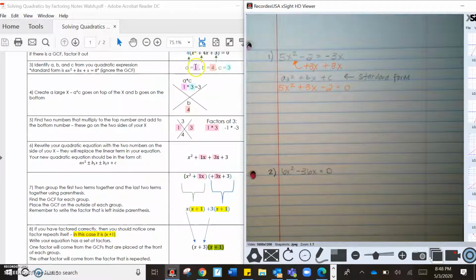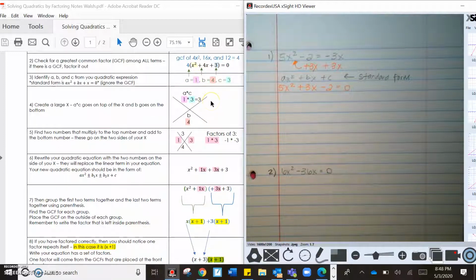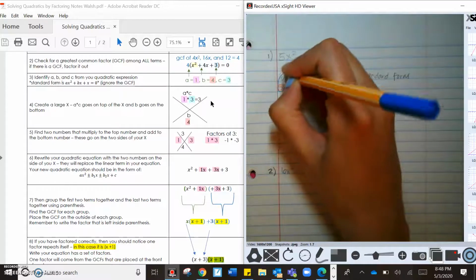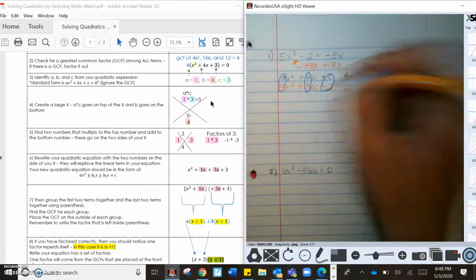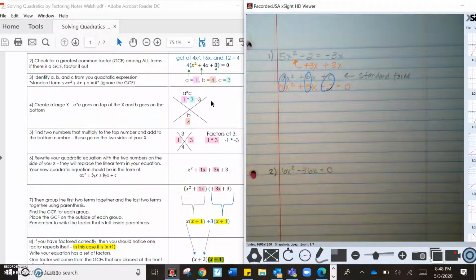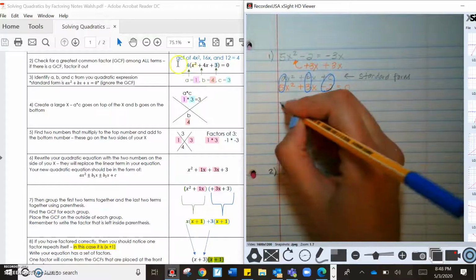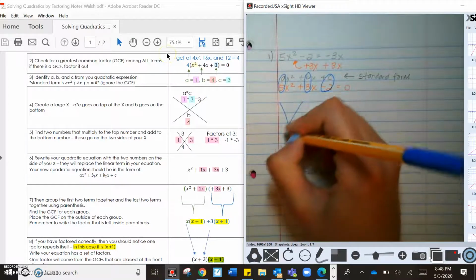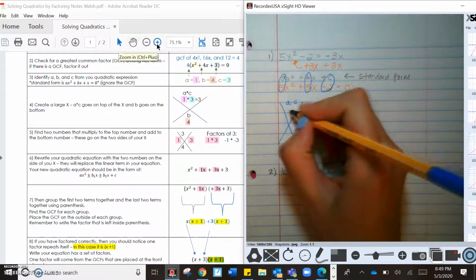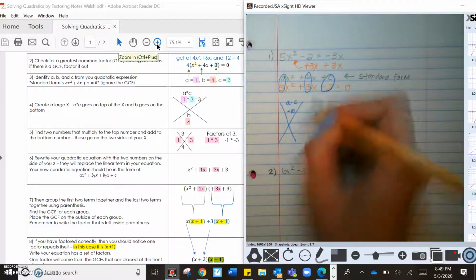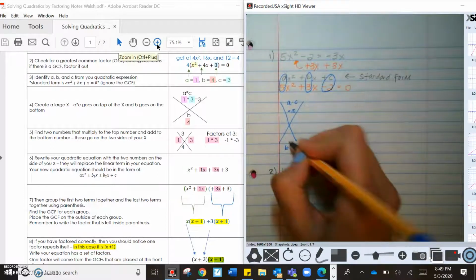I want to identify my A, my B, and my C term. I'm going to do so just by placing the letter, well, I kind of already did that. Notice that this is my A term, this is my B term, and this is my C term. So I'm going to create my X. On the top, remember that's A times C, so 5 times negative 2, it's negative 10. And on the bottom, that's my B value, which is 3.